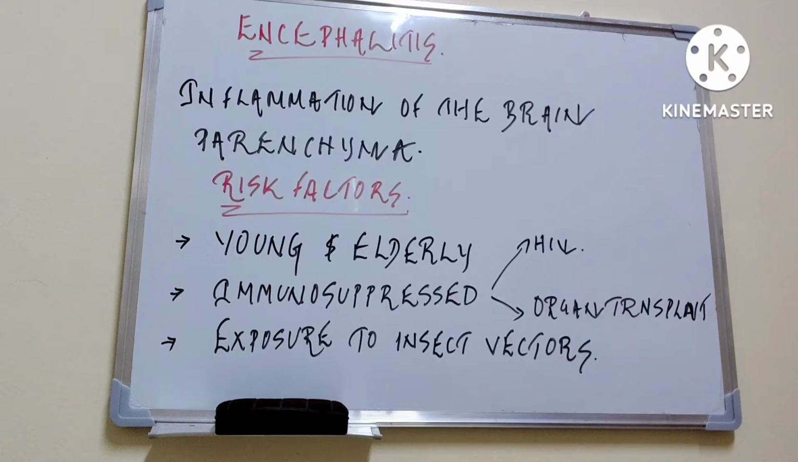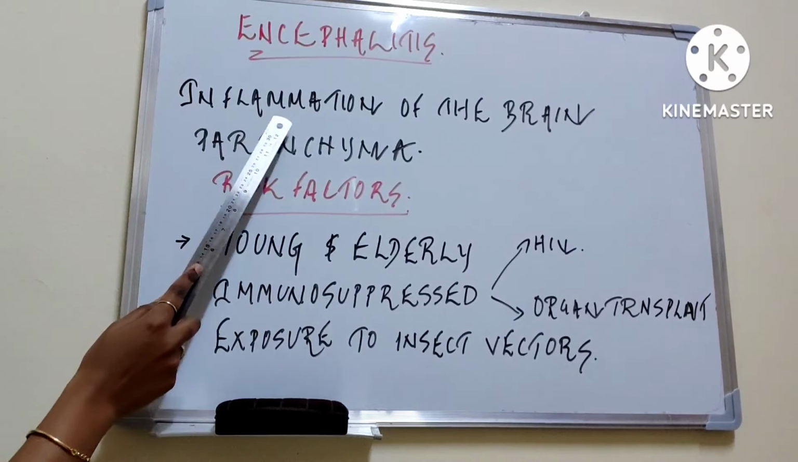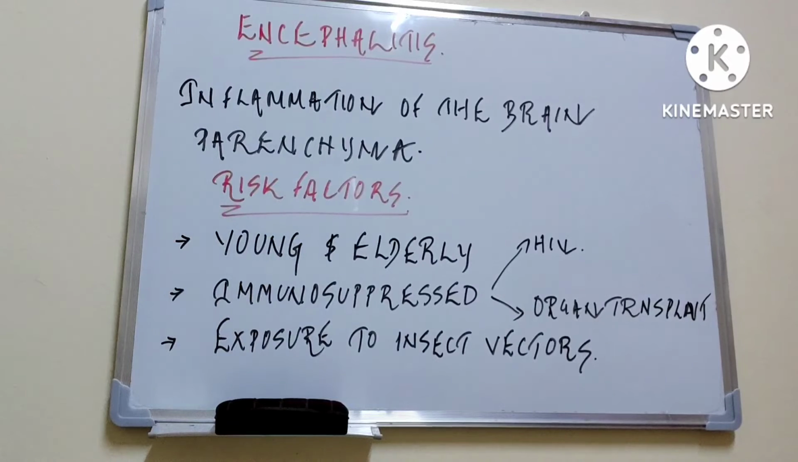So let's see the definition of encephalitis. Encephalitis is nothing but an inflammation of the brain parenchyma. The parenchymal cells of the brain get inflamed due to etiological factors, which leads to encephalitis.